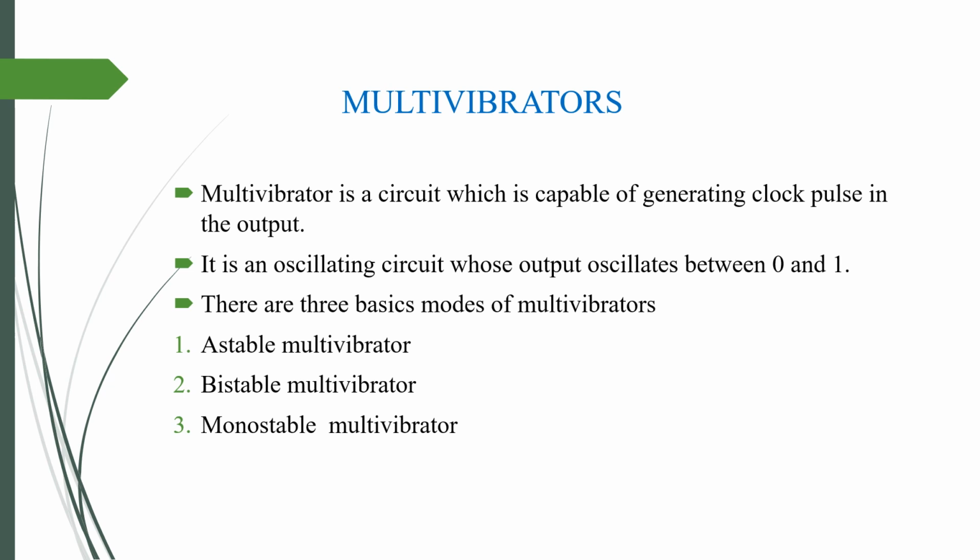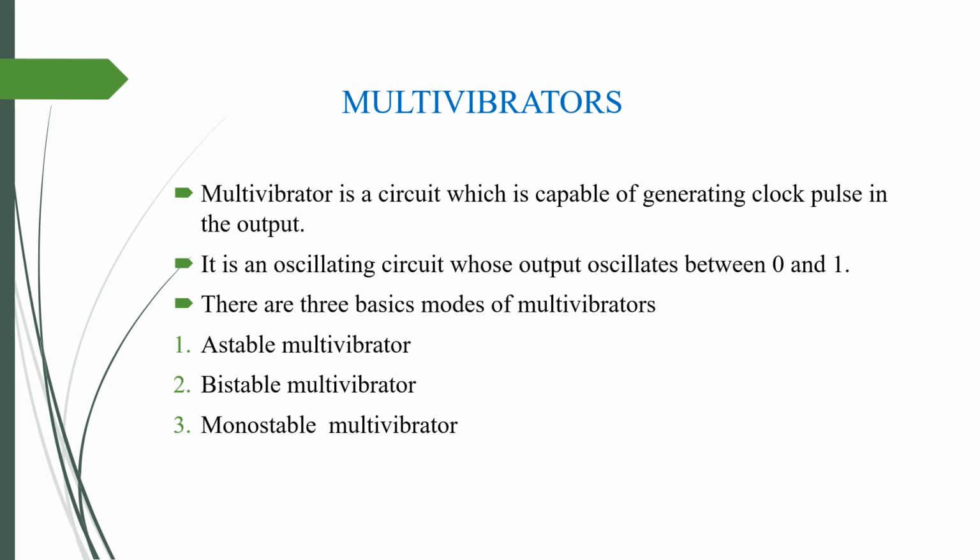Multivibrator is a circuit which is capable of generating clock pulse in the output. It is an oscillating circuit whose output oscillates between logic 0 and logic 1. There are three basic modes of multivibrators. So there are three types of multivibrators: astable multivibrator, bistable multivibrator and monostable multivibrator.